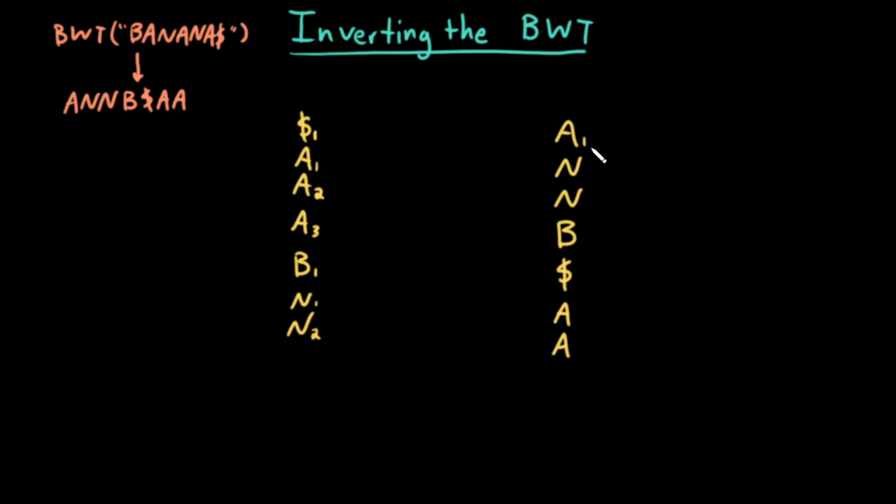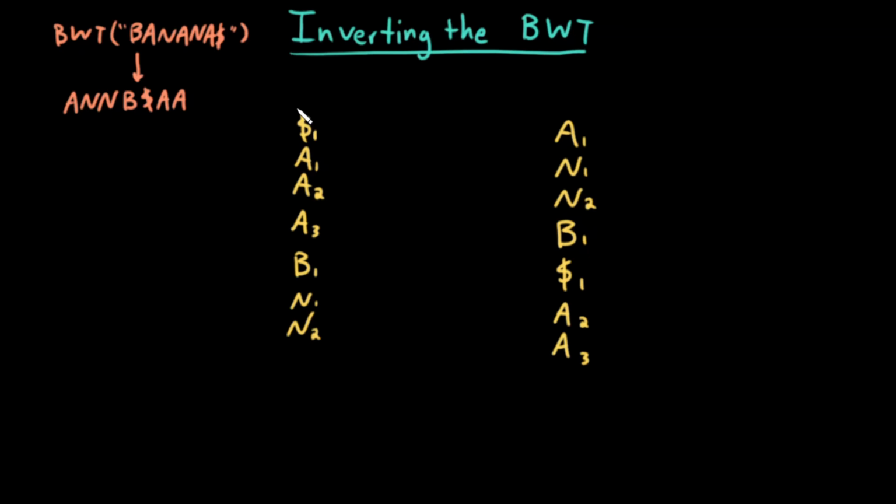And if I did the same thing on the right side in my Burrows-Wheeler transform, sorry, this is actually A2 and A3. It turns out that this A1 is exactly this A1. This A2 is exactly this A2. So in other words, the order in which I see characters for the first time in my Burrows-Wheeler transform is the exact same order that I would see them if I just sorted it alphabetically.